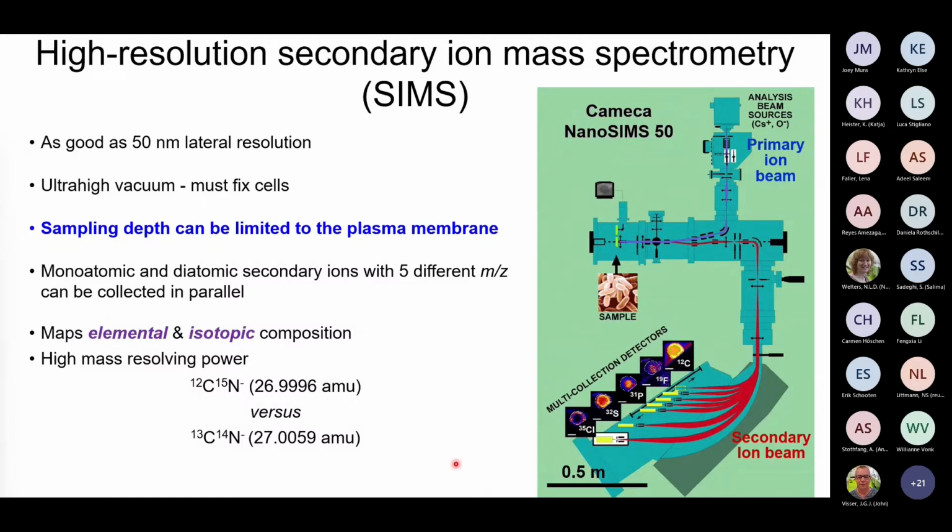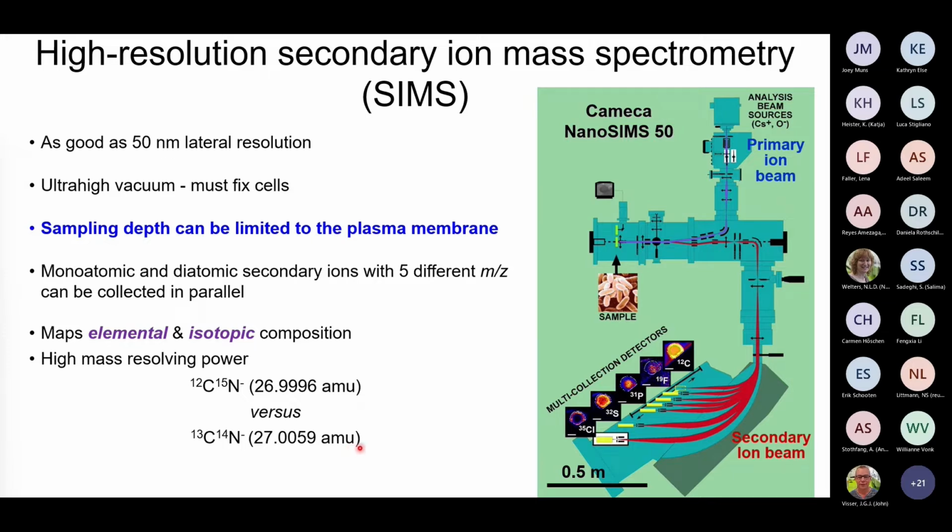And we're using a NanoSIMS 50, not the 50L instrument. The NanoSIMS 50 has 5 different detectors, so we can detect 5 different mass to charge ratios. That is monoatomic and diatomic species, so fragments of the molecules of interest. If you're getting monoatomic and diatomic secondary ions, you're getting elemental or isotopic composition, and hence we need to isotopically label our samples.